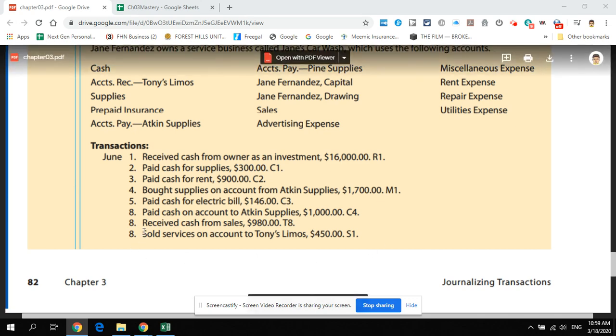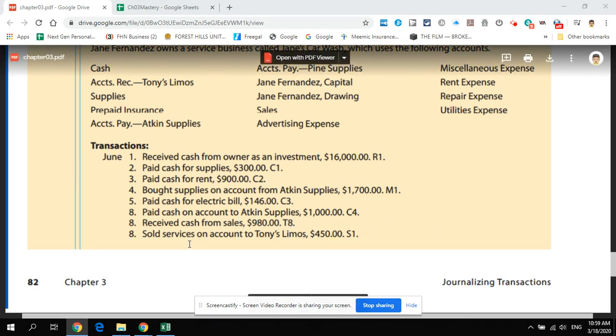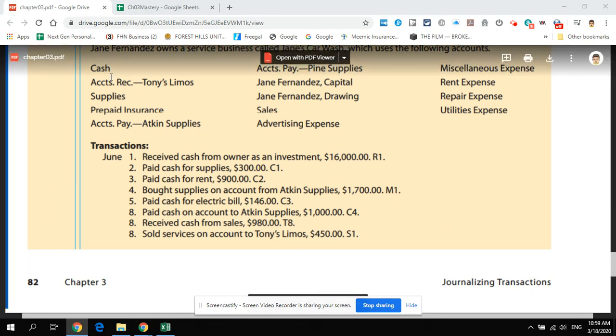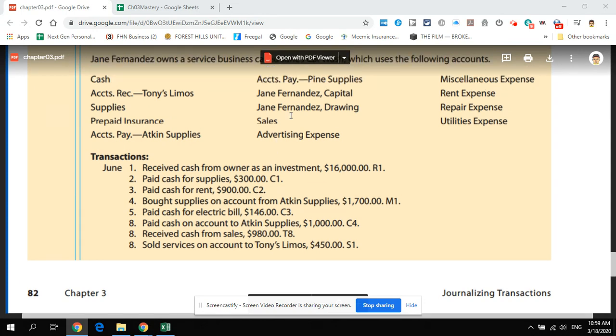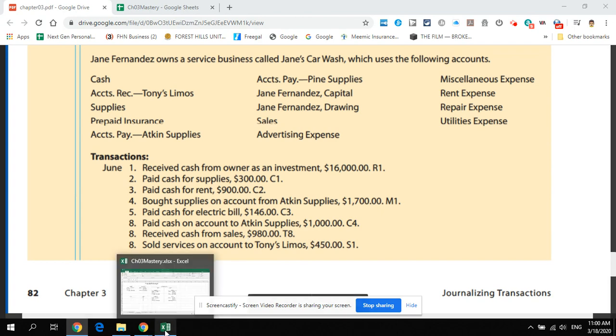All right, with this transaction, we're going to take a look at received cash from sales, $980, T8. With this transaction, what's happening here, we have two accounts. We have the account cash, cash is an asset, and we have sales. Sales is a capital account. And so we're going to apply them first to the T accounts, and then we'll take that analysis and apply it to the journal entry.